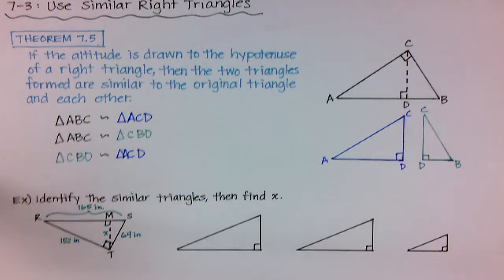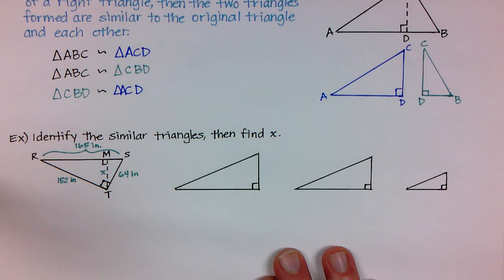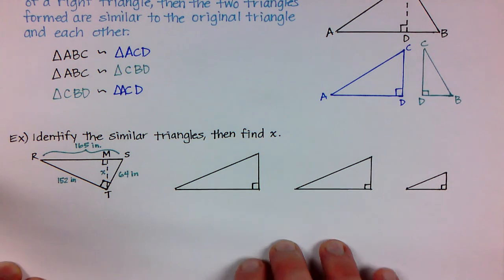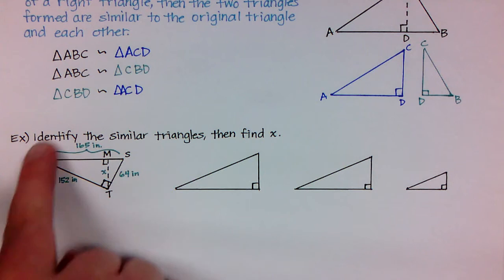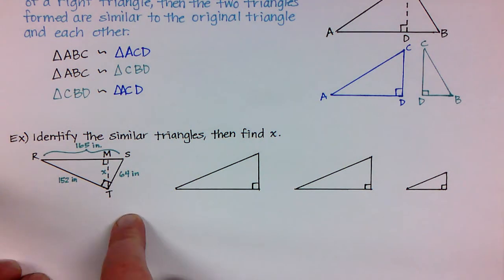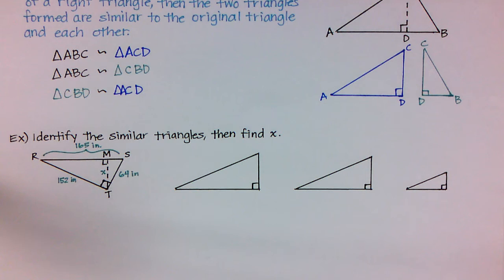So in this example, we're supposed to identify the similar triangles, and then it wants us to find this missing piece right here, X. At the beginning, you're only given this one diagram. And for me, I always think it's helpful to redraw stuff so that I really understand what is going on in every situation. So I'm going to redraw this diagram.